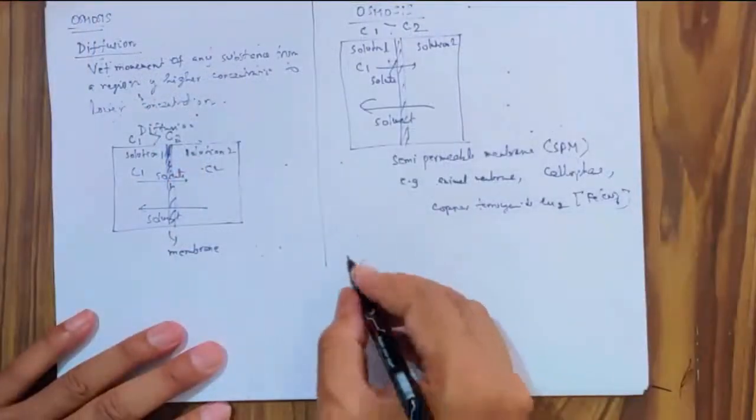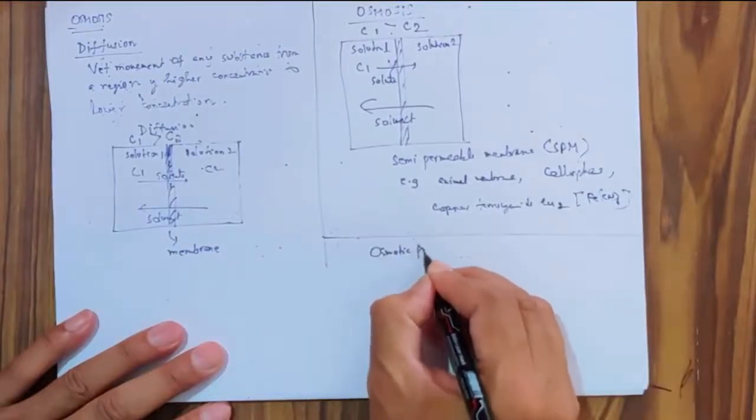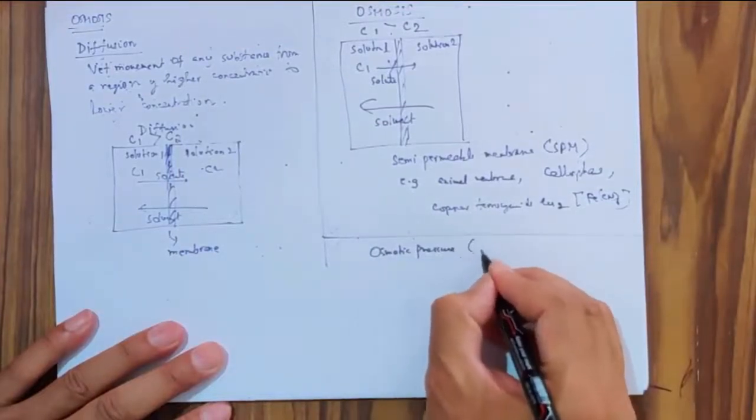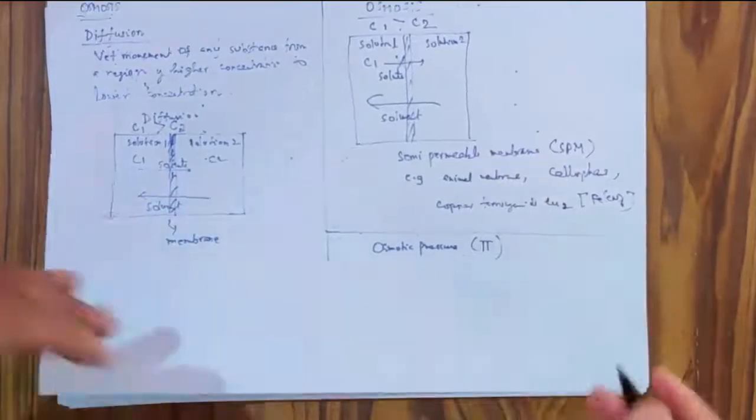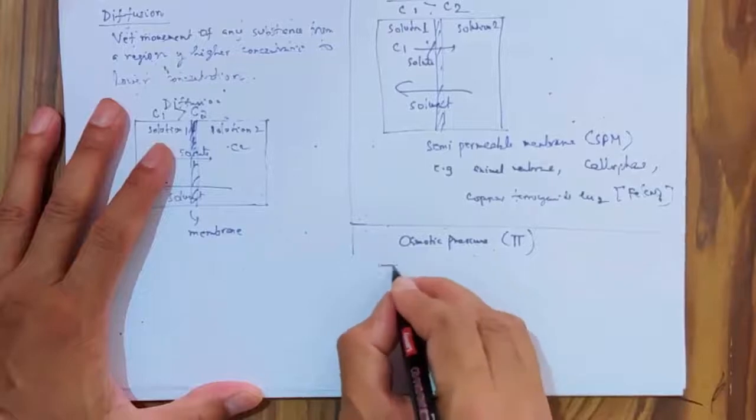Now, osmotic pressure. What is osmotic pressure? Osmotic pressure is represented by pi. Okay.